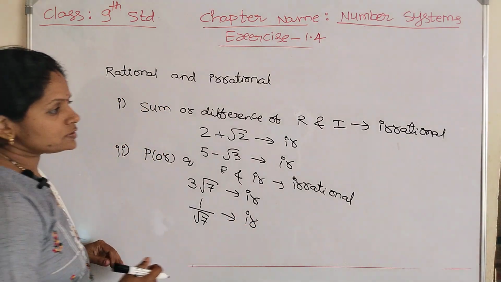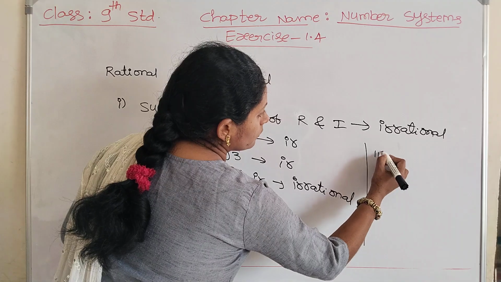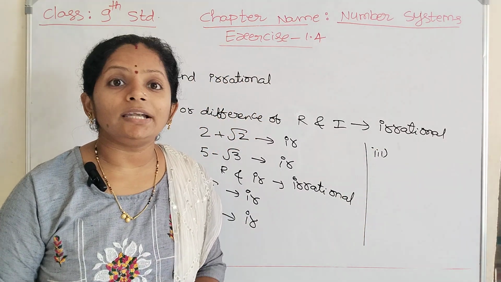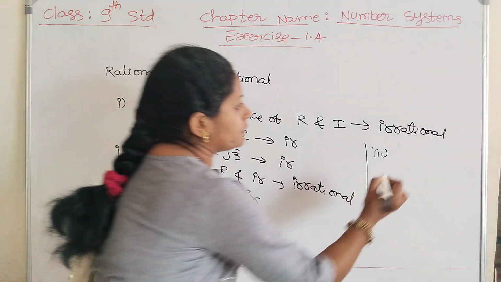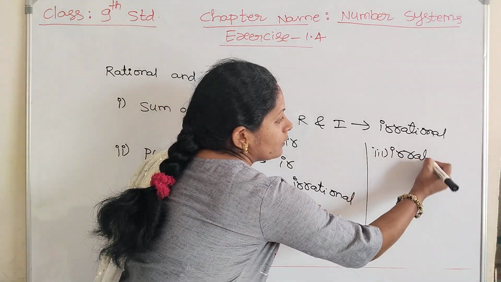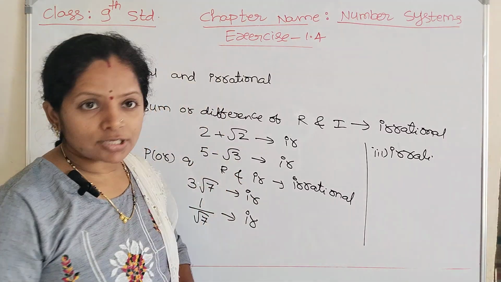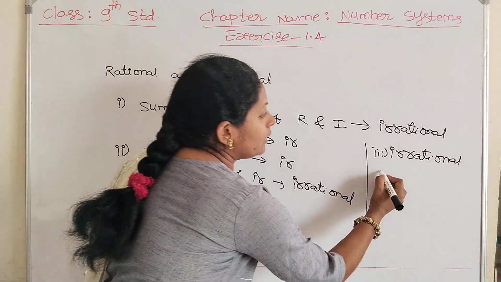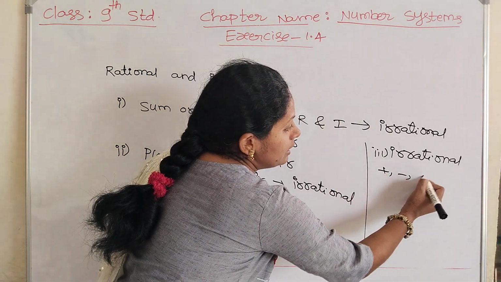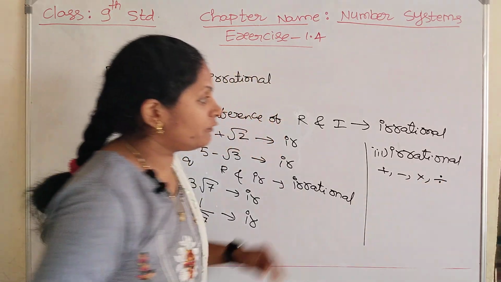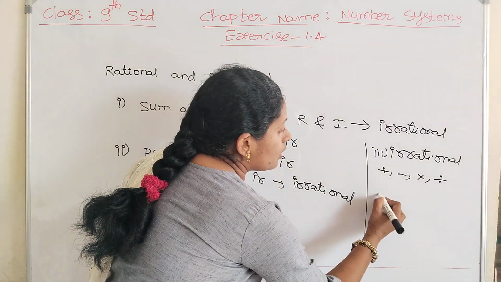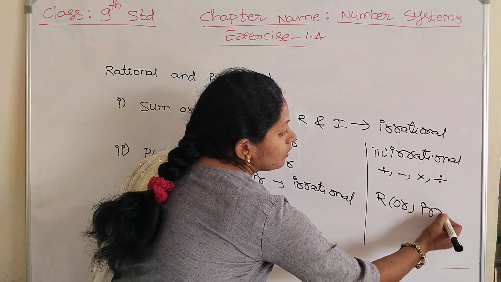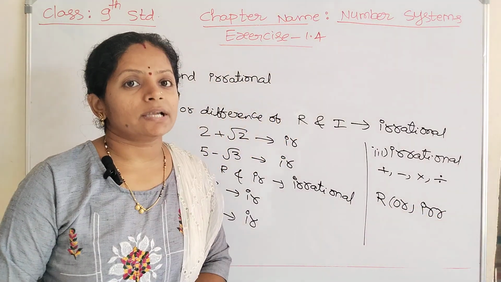Next, the third point: if we perform addition, subtraction, multiplication and division of two irrational numbers. Here we are not taking any rational number, only irrational numbers, and we perform addition, subtraction, multiplication and division. The resultant will be rational, or sometimes it may be irrational. I hope you understand this.